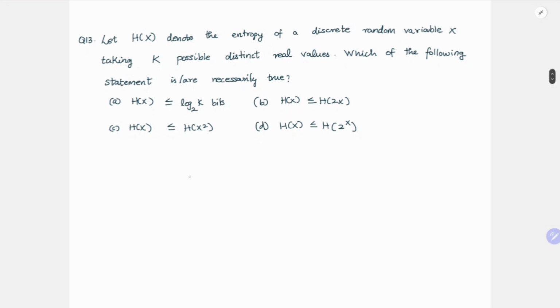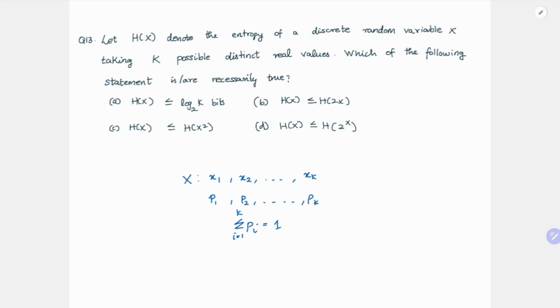Okay, so what they have given: X is a random variable and it takes K possible distinct values. So let's say it takes values x1 to xK, and similarly these have probabilities p1, p2 to pK, such that the sum over i equal to 1 to K of pi is equal to 1.